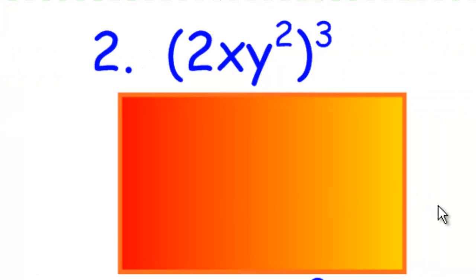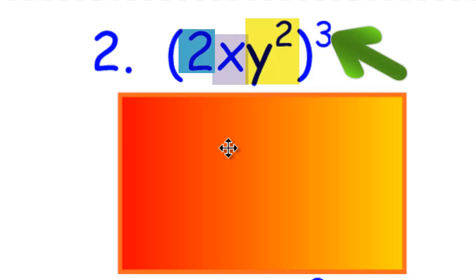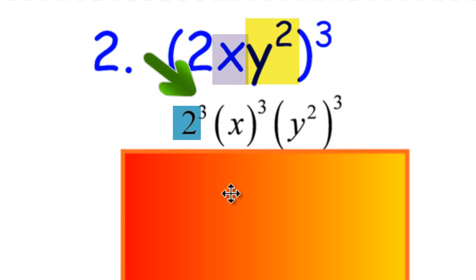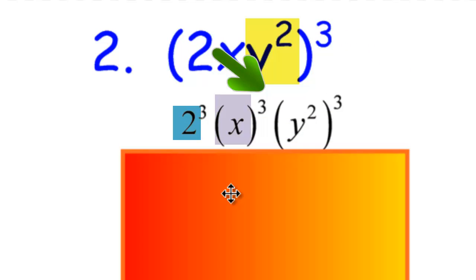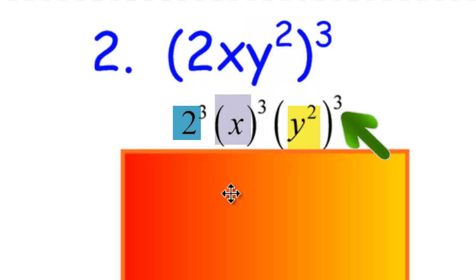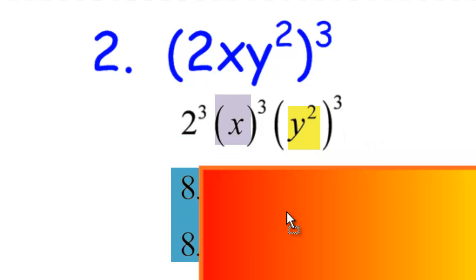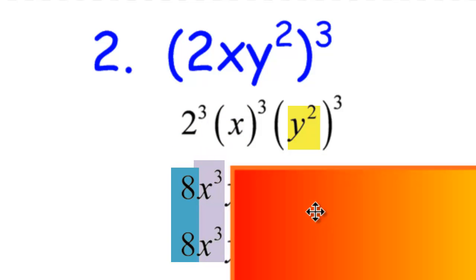On example 2, this is another multiplication law where you need to remember that every term inside the parentheses gets the power of 3. I deal with that exponent on the outside first. So 2 will get a power of 3. X gets a power of 3. Y squared gets a power of 3. 2 to the third can be simplified to 8. X to the third stays x to the third.